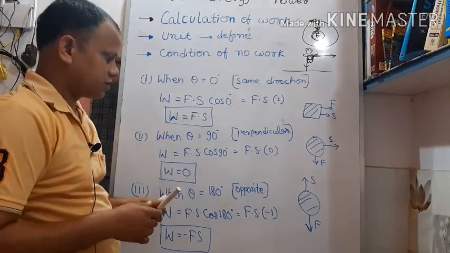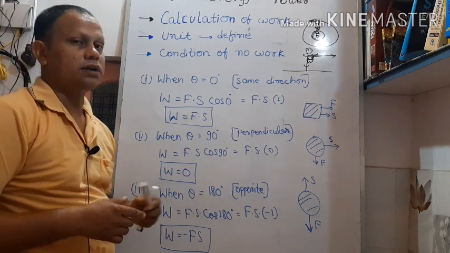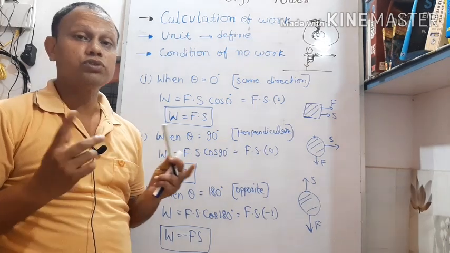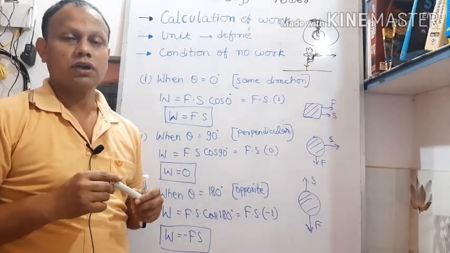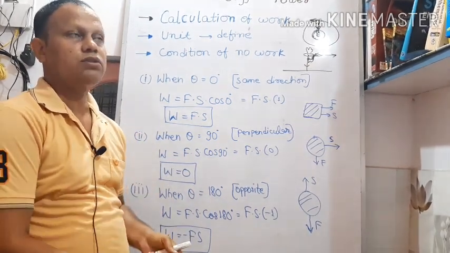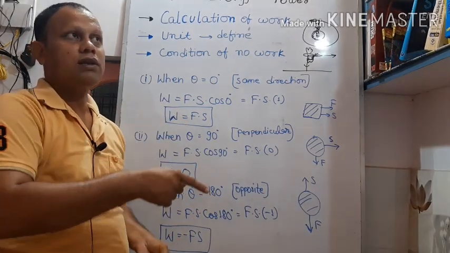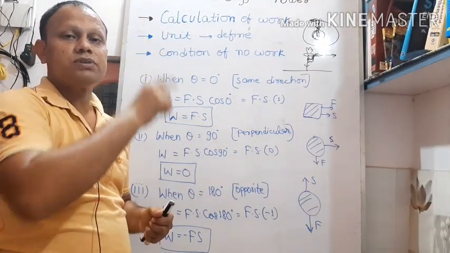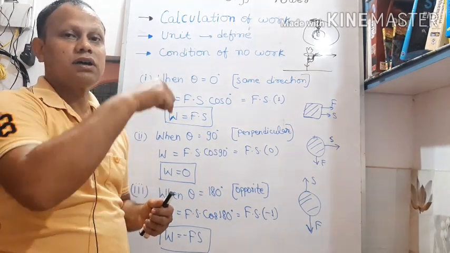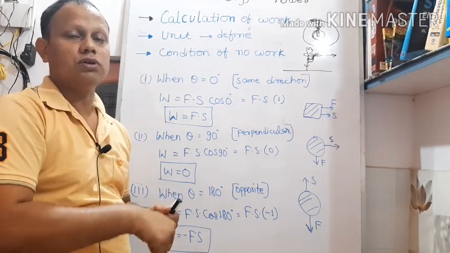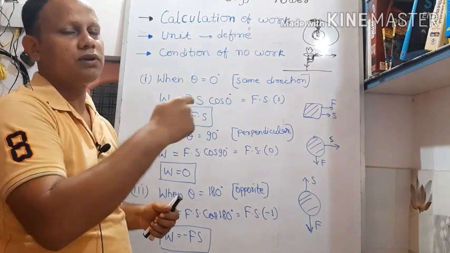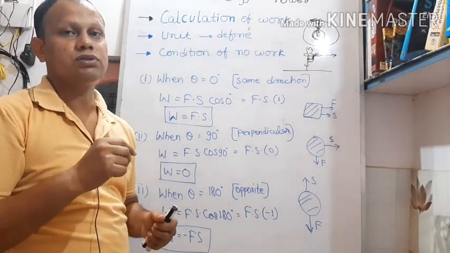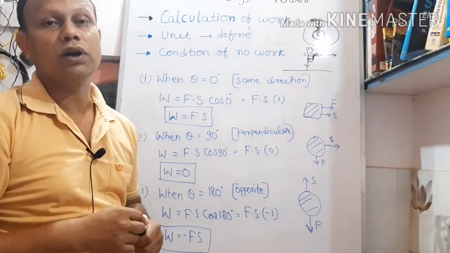Now the third situation is when theta is 180 degrees, meaning when the force and displacement are opposite to each other. Like in real life, when I throw something upward, while it is moving upward, the direction of displacement will be upward, but the gravitational force is acting downward. So what is the angle between the displacement direction and the force direction? They are opposite to each other, so the angle will be considered 180 degrees.